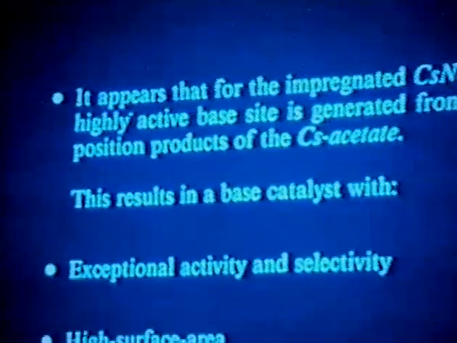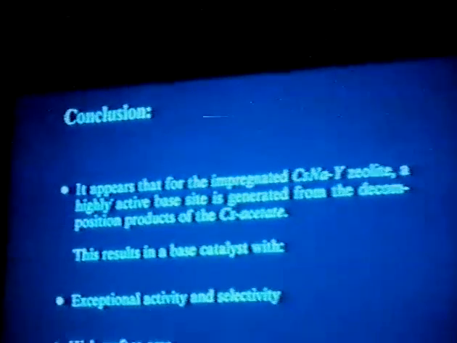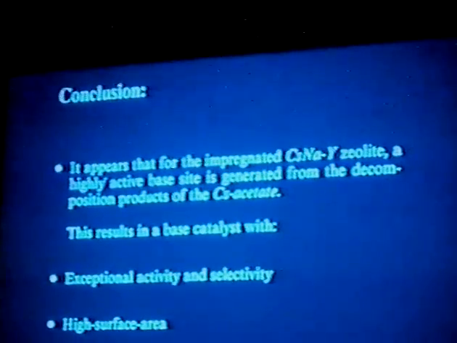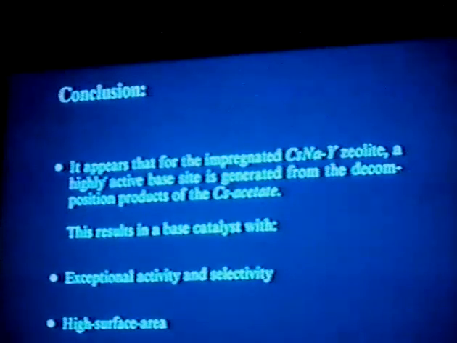So at this point, we conclude that for the impregnated Y zeolite, a highly active base site is generated from the decomposition of the cesium acetate. And as a result, it gives us exceptional activity as well as selectivity. It gives us a high surface area material. And thirdly, it gives us potential for shape selectivity, which we are currently working on in our laboratories now.